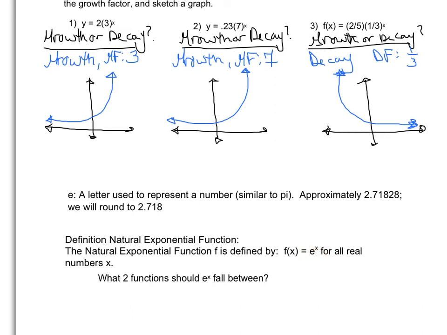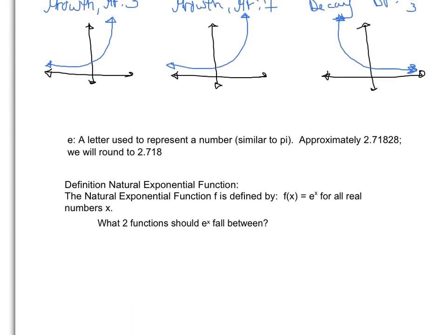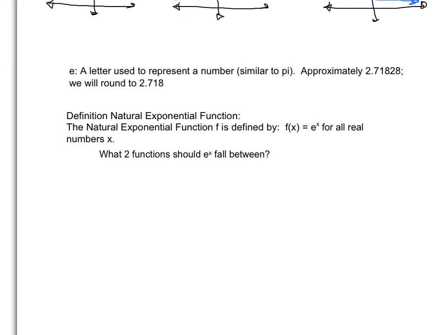exponent. So just to answer this one final question before the video is over, what 2 functions should e to the x fall between? Well, because e is defined to be 2.718, then e to the x should fall between 2 to the x and 3 to the x, since e falls between 2 and 3. So I'm going to go ahead and say 2 to the x is going to be less than e to the x, which should be less than 3 to the x.